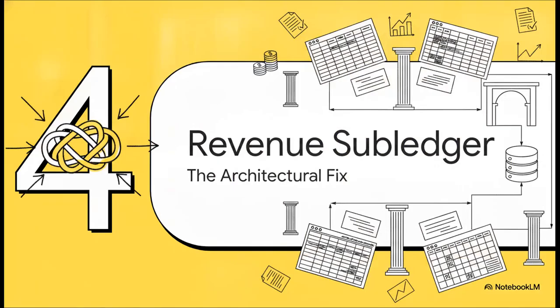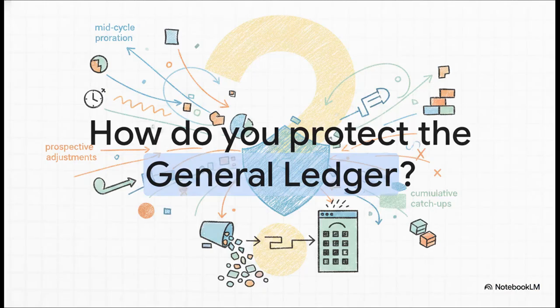Which naturally brings us to the real operational bottleneck here. Section 4, the Revenue Subledger solution. Let's explore the architectural resolution to all of this spreadsheet chaos. With all these mid-cycle proration nightmares, the prospective adjustments, the cumulative catch-ups, and those super strict ASC 606 rules, how on earth do you keep your company's core financial records safe, accurate, and actually audit-ready?